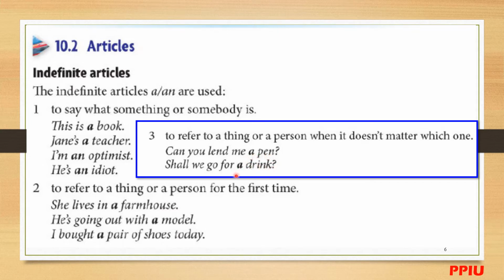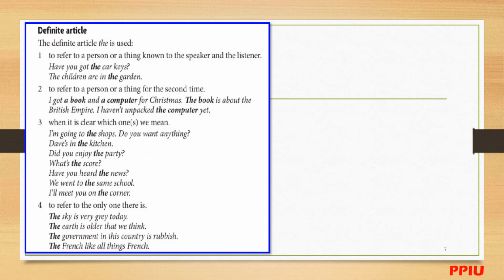Any kind of thing, right? Okay, so the indefinite article, we can use it to talk about what something or somebody is, to refer to a thing or a person for the first time, and to refer to a thing or a person when it doesn't matter which one. This is the thing that you can remember. Okay, let's move to the next one.